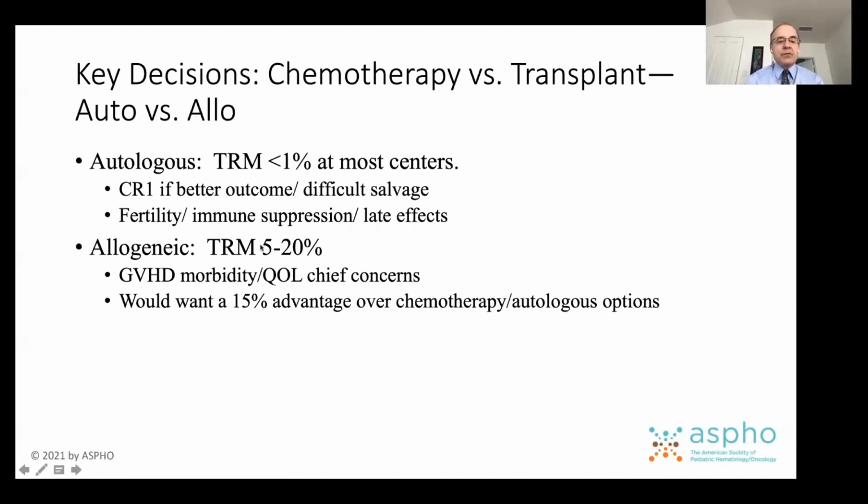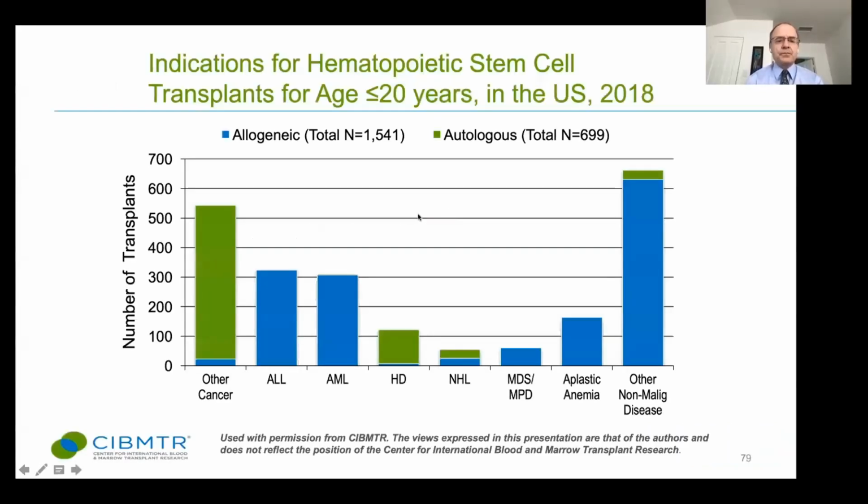The key decision is auto versus allo, and the key here is you give auto for any patient who can benefit from it, because allo is more dangerous. This, though, is limited to a certain number of things, such as relapsed lymphoma, neuroblastoma, certain brain tumors, germ cell tumors.